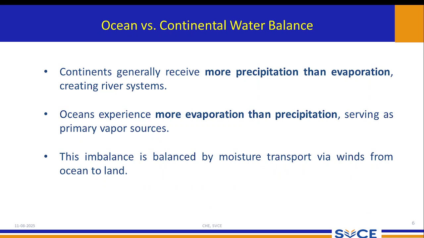That is ocean versus continental water balance. Continents generally receive more precipitation than evaporation. That means they will get more rainfall when compared to the amount getting evaporated, creating river systems.